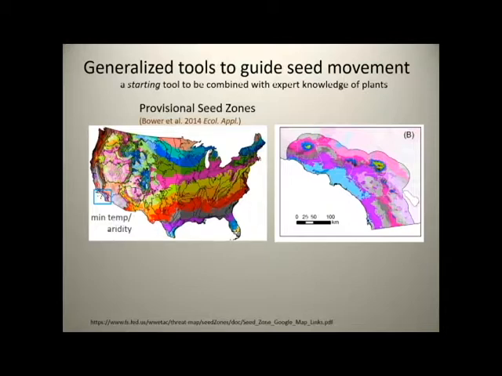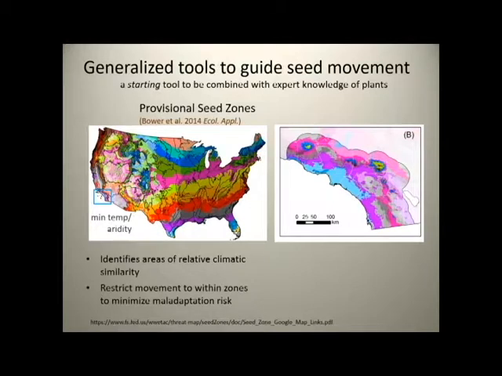And that's identifying areas that share certain climatic variables. The idea was, in the absence of information, this is just a starting point where one can start thinking about how one might restrict movement. But do these zones really make sense for our California taxa, especially shrubland taxa? Are they too big? Are they too small? And what about the changes that are occurring in these zones with climate change?